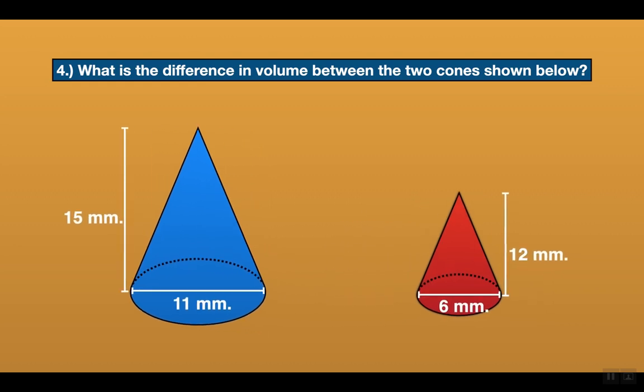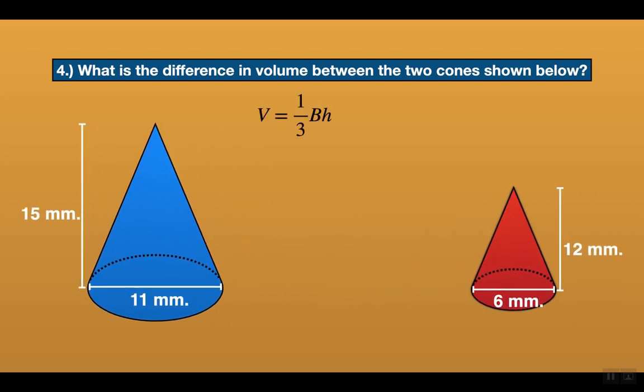So let's start by getting the volume of the blue cone. We'll use the formula for the volume of a cone, which is volume equals 1/3 area of base times height. Since the base is a circle, we're going to replace the capital B with pi r squared.